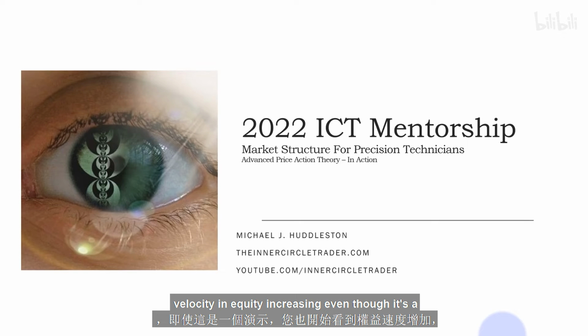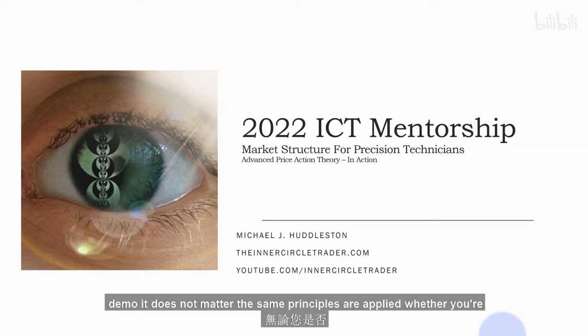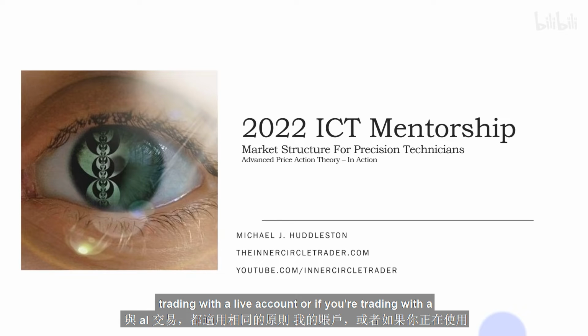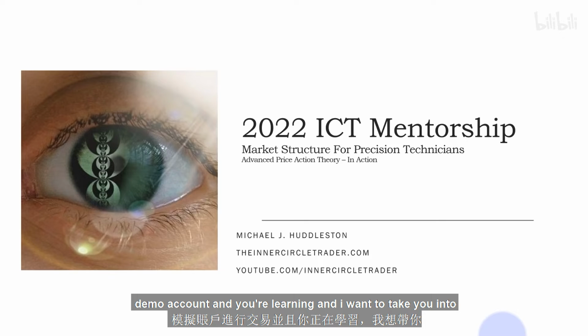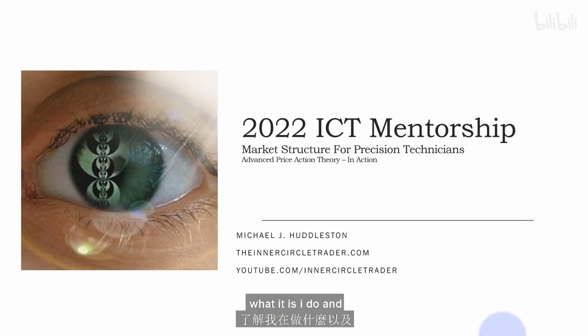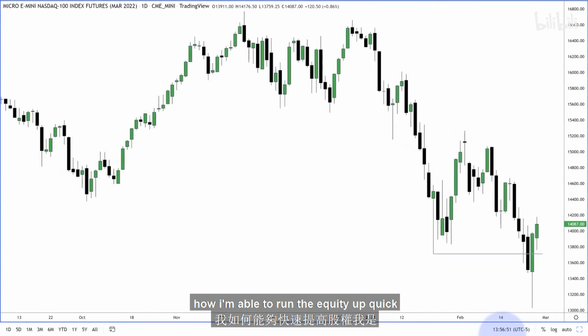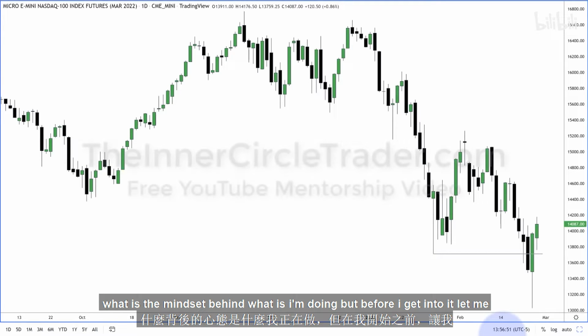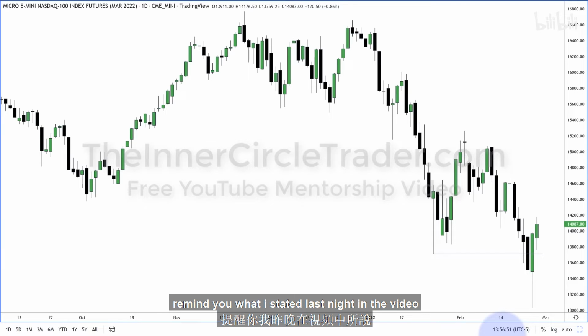If you don't know how to do this and you're new, and you start seeing velocity in equity increasing, even though it's a demo, it does not matter. The same principles are applied whether you're trading with a live account or a demo account, and you're learning. I want to take you into what it is I do and how I'm able to run the equity up quick. What is the mindset behind what I'm doing?